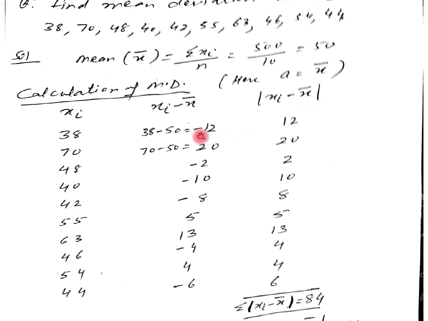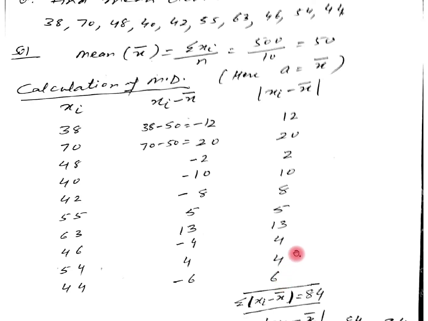So, modulus of minus 12 is 12, 20 is 20. Modulus of minus 2 is 2. Modulus of minus 10 is 10. The modulus of minus 8 is 8. Modulus of 5 is 5. Modulus of 13 is 13, and so on, 4, 4 and 6. Thus, make it a point: the modulus of a number is always positive.